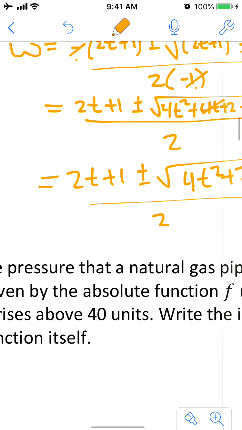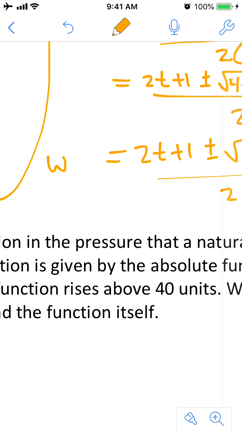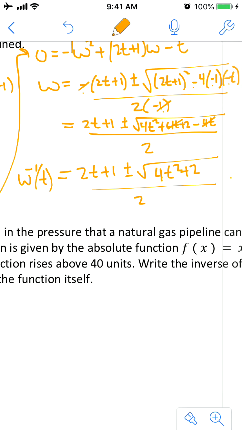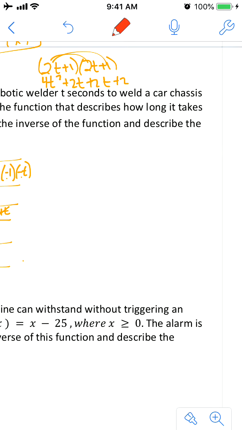This is the function W inverse of t. Woohoo! Now, if it would make more sense to you to convert that to x and y and then change it back, that's totally fine, but you do need to convert it back. Last but not least, we want to determine the domain, right? They asked us about the domain, and it's restricted.